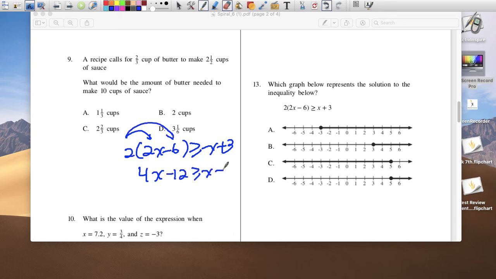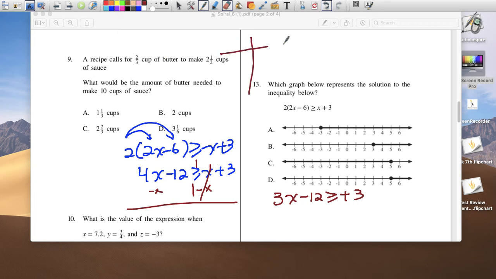We have variables on both sides, so let's get rid of this guy, right? So I'm going to do minus x, then minus x on this side. Let me make a little wall over here. So that's 3x minus 12 greater or equal, and these two cross out, plus 3. Now it becomes a very simple two-step equation. You have a variable x, which is being multiplied times 3, and then minus 12. That's going to be greater or equal to 3.